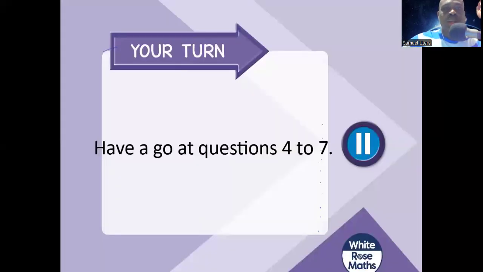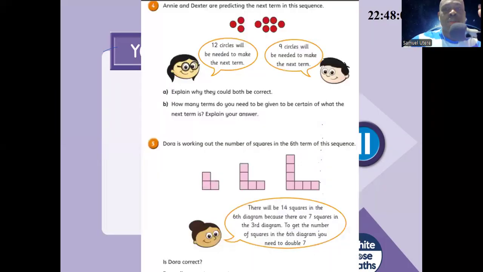Okay. It's now time for you to have a go at questions 4 to 7. But first, you're going to do questions 4 and 5 in 3 minutes. Okay. So we'll do question 4 and 5 first in 3 minutes. And then after you've marked that, after we've discussed it, we're going to move on to question 6 and 7.